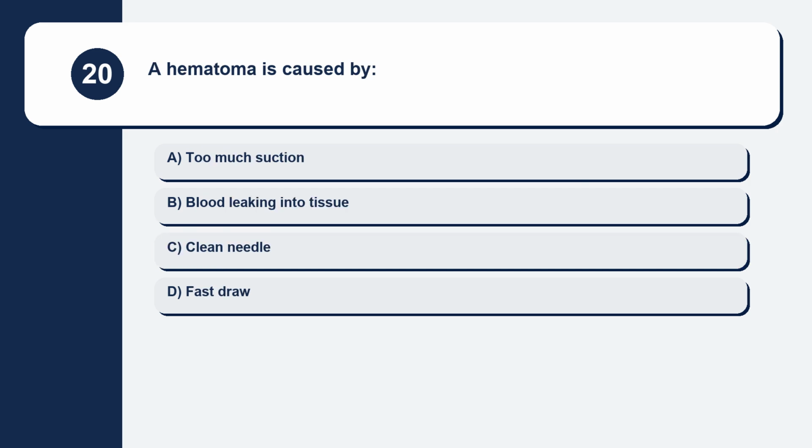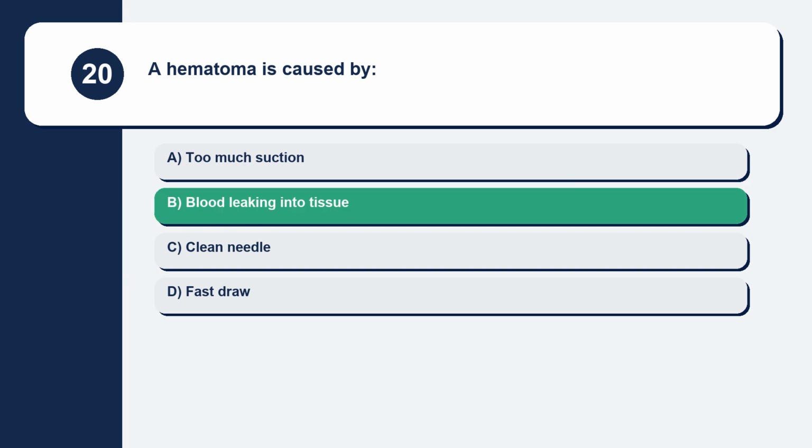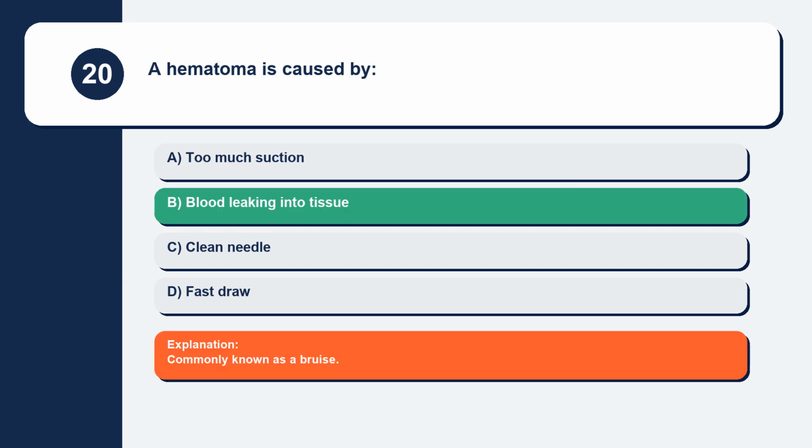Question 20. A hematoma is caused by: too much suction, blood leaking into tissue, clean needle, fast draw. Commonly known as a bruise.